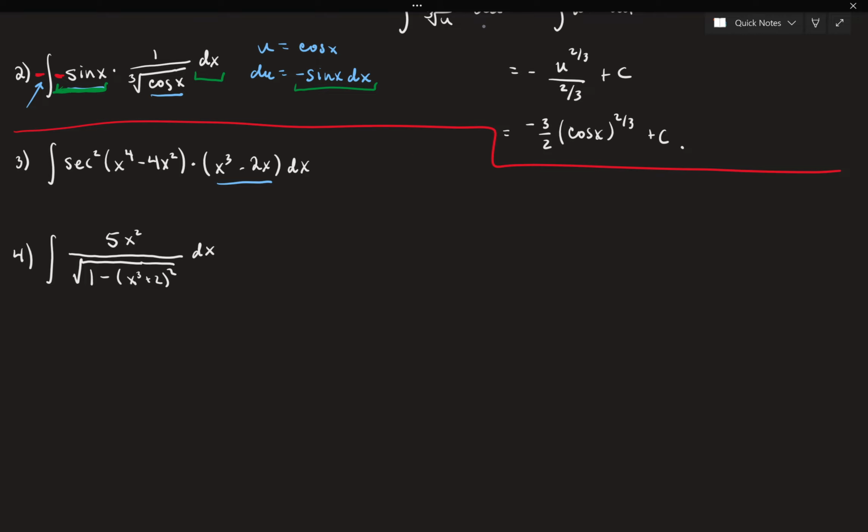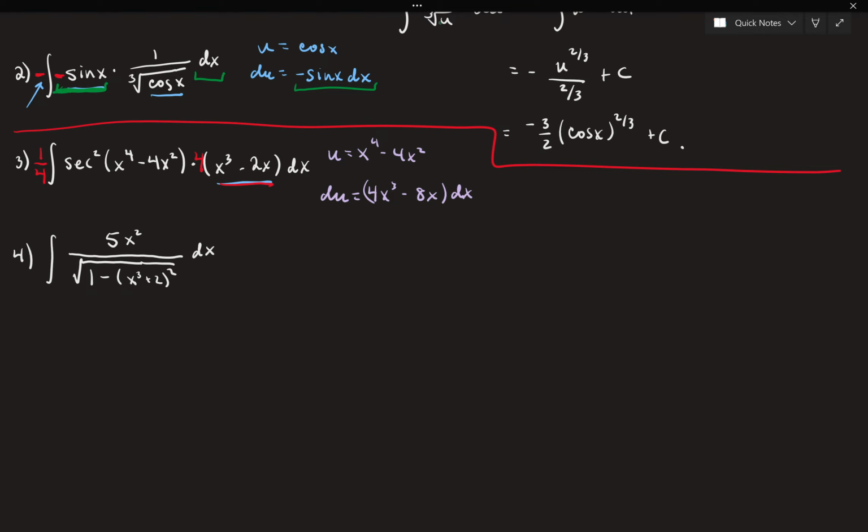So now let's actually do it. U is the inside. Remember, it's not the derivative. It's x to the fourth minus 4x squared. Du is 4x cubed minus 8x dx. Now, how do I put in this constant? I have to put in the 4 outside of the whole thing. And if I put in a 4, I can throw in a quarter, because that just means I multiplied by 1. That's perfectly okay.